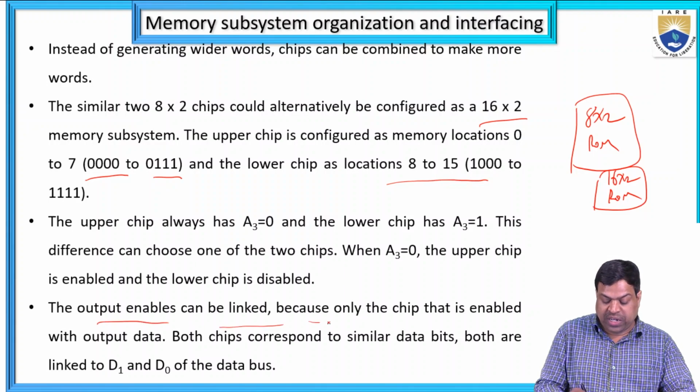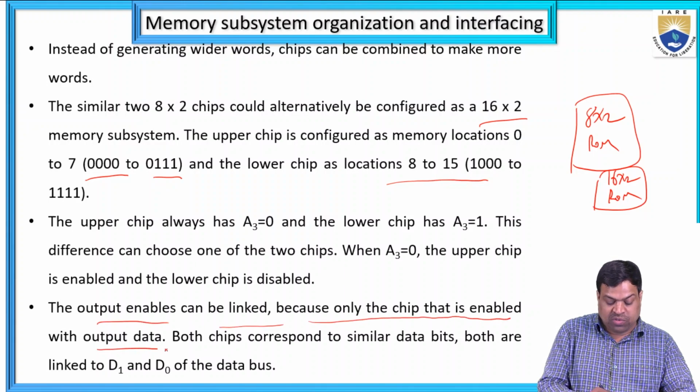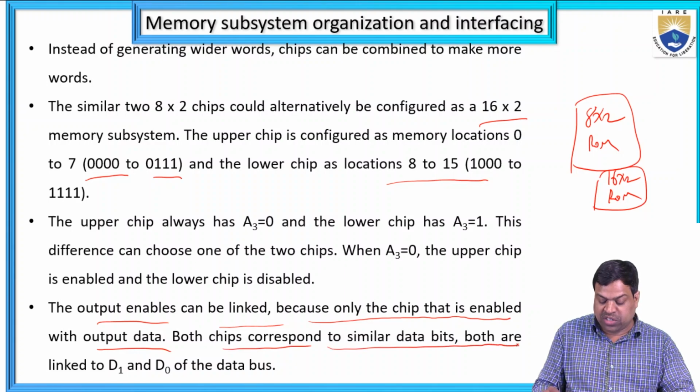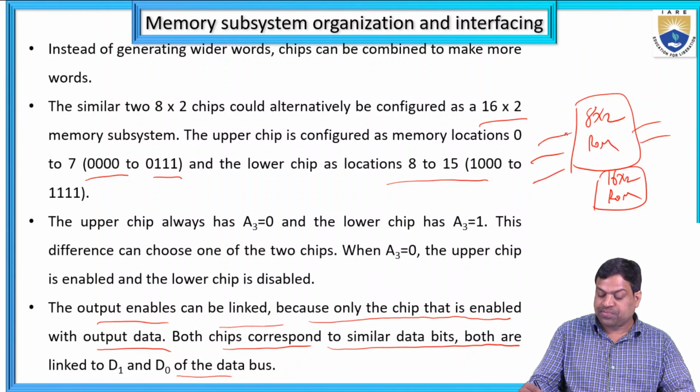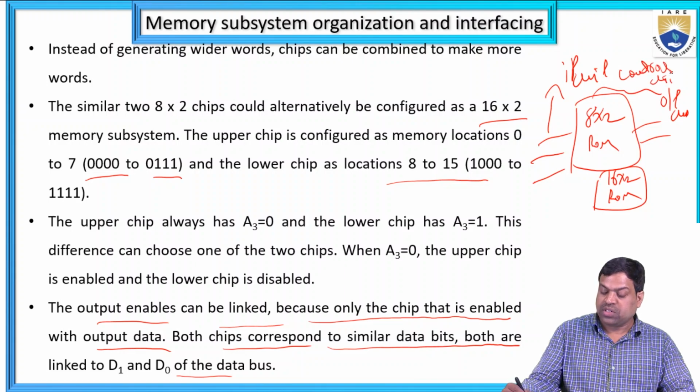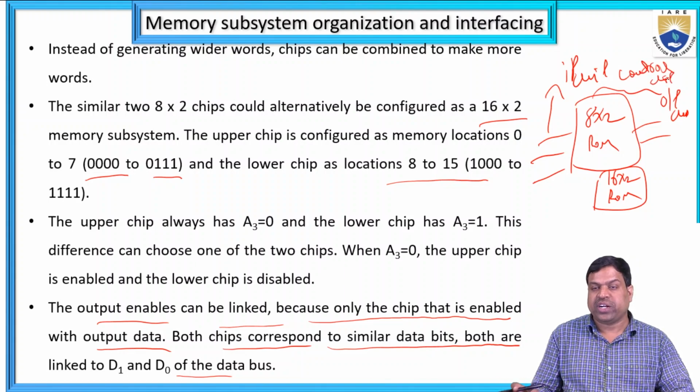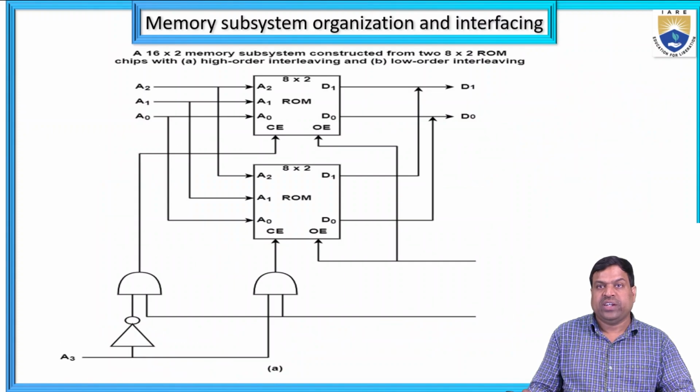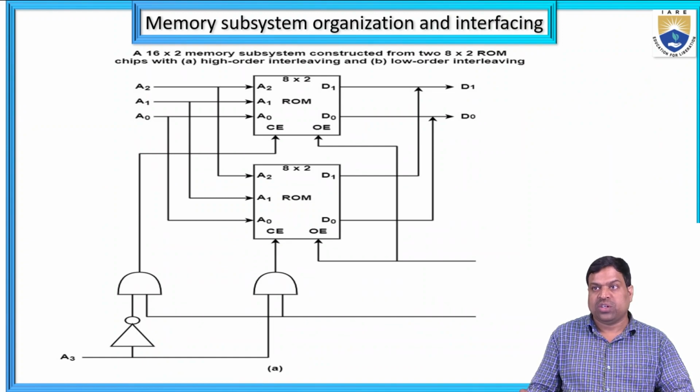The output enable can be linked because the chip is enabled with the output data. Both chips correspond to the same data lines D0 and D1. So when I am taking the input to the output, there is the input chip and the output chip, and between them is a control chip. Control means between the input and output we are using the control chip CS. So it is a diagram or construction of an 8x2 ROM.